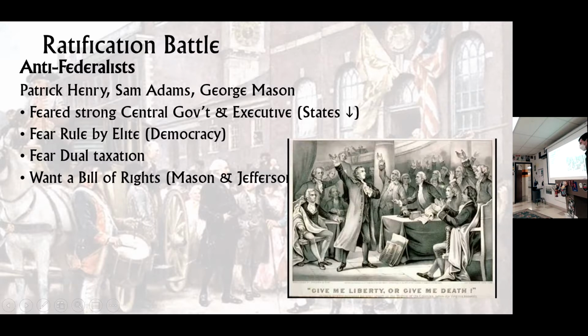Also, they wanted a Bill of Rights. George Mason and Thomas Jefferson. You notice I didn't put Jefferson on there. Jefferson, in typical Jeffersonian fashion, was writing letters from Paris, because he was a U.S. ambassador to France at this time, writing letters to the United States. Jefferson straddled the fence, because that's Thomas Jefferson. He's always kind of trying to play both sides. He's definitely one of those guys.